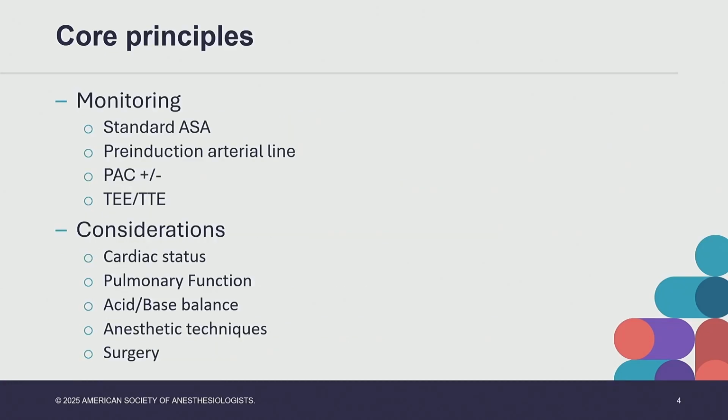So when you talk about putting these types of patients to sleep, you want to go through basically what I think of as your core principles, right? So you're obviously going to do your monitoring. How are you going to monitor this patient? What are your choices? You do your standard ASA monitors like always. They're high risk of having fatal arrhythmias, severe hypotension, RV dysfunction on induction, so pre-induction arterial line for pretty much anybody that has moderate to severe pulmonary hypertension like she does.